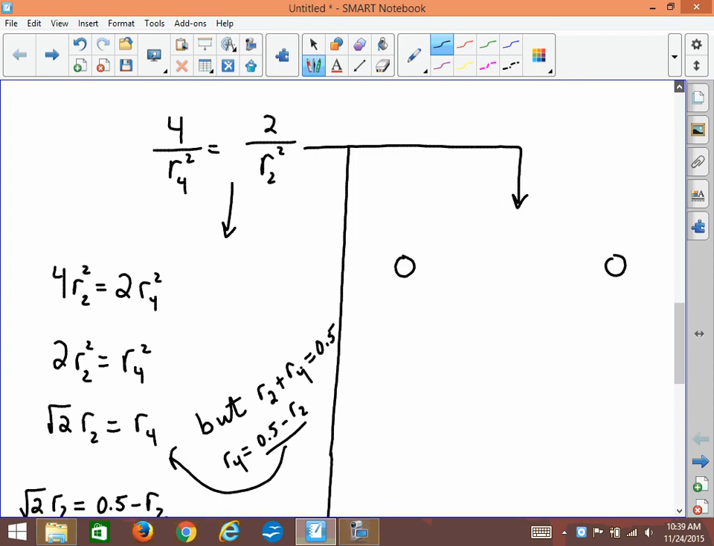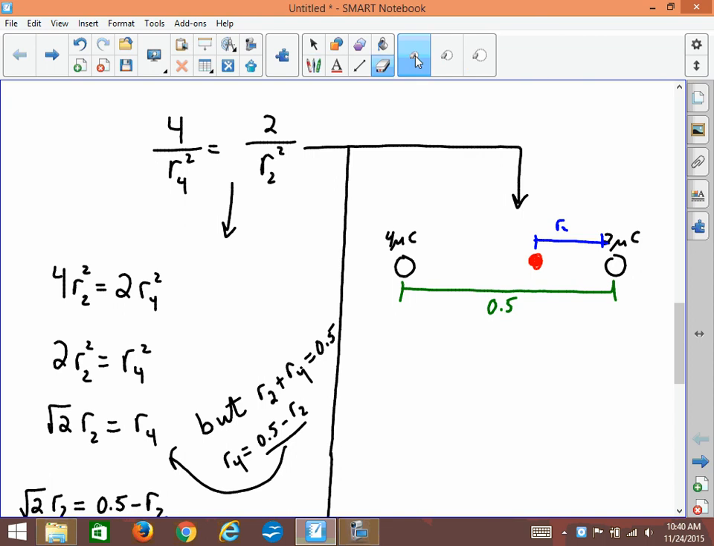So we had 4 microcoulombs here and 2 microcoulombs here. And here's what I want to draw. Here is the 0.5 between them. Here is our mystery charge spot. And what we had said was we were calling this R2. That's not a very good 2, is it? You can't hardly even see it. Like that, a little bit bigger.